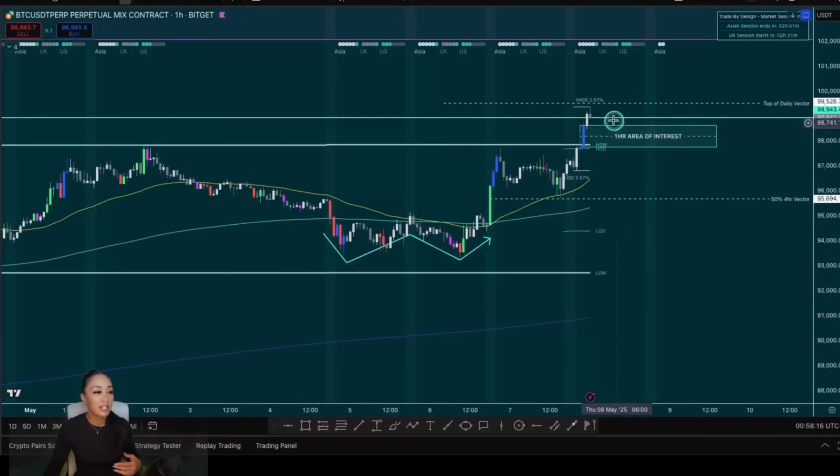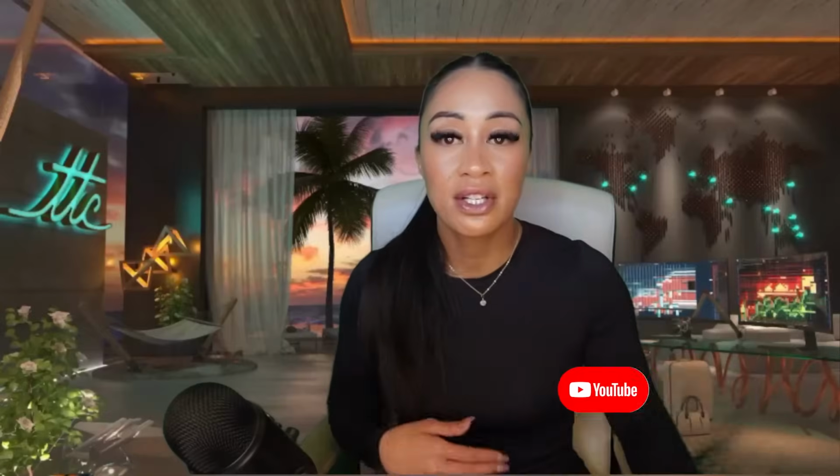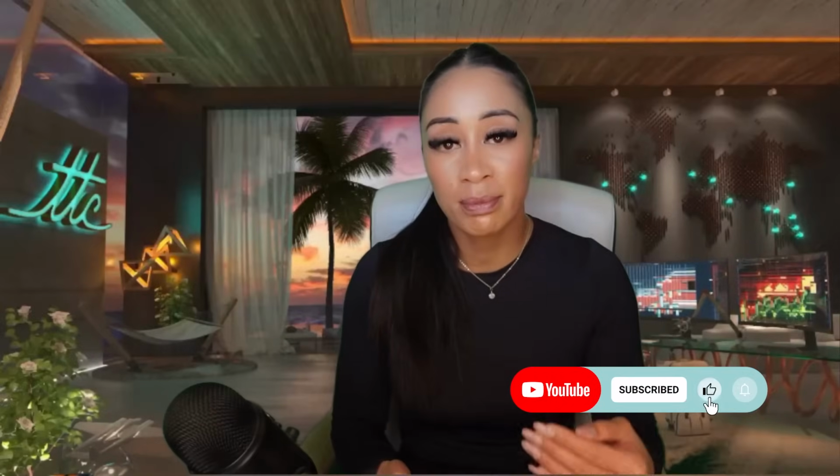Next time price approaches your refined zone, pay attention to how it reacts. Does it respect the area, or does it blow right through it? That reaction tells you everything about whether the market is respecting your analysis or it's about to shift gears.